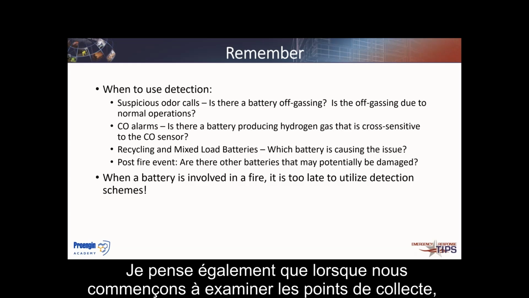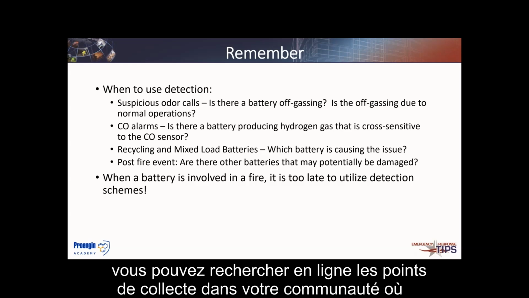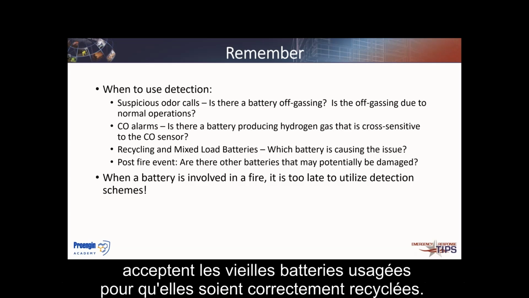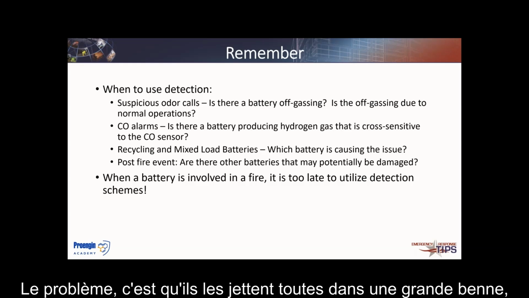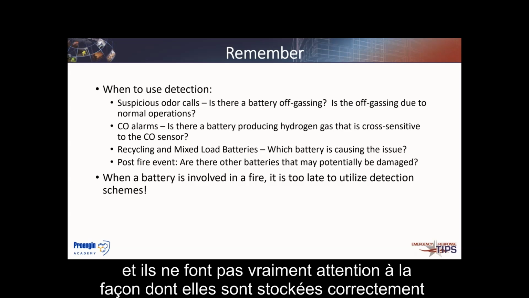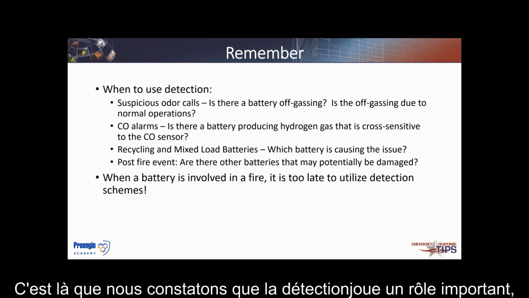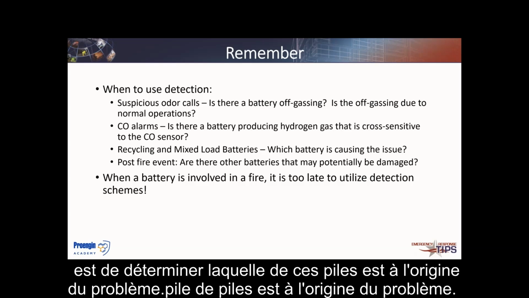I also think of collection points. You can look up online the collection points in your community, places like Best Buy, Home Depot or Lowe's, that accept back old used batteries so they get properly recycled. Well, the problem is they throw those all into a big bin and don't really pay attention to storing them properly to ensure there are no problems at the collection point. That's where detection plays a good role, figuring out which one in that stack of batteries is the problem.